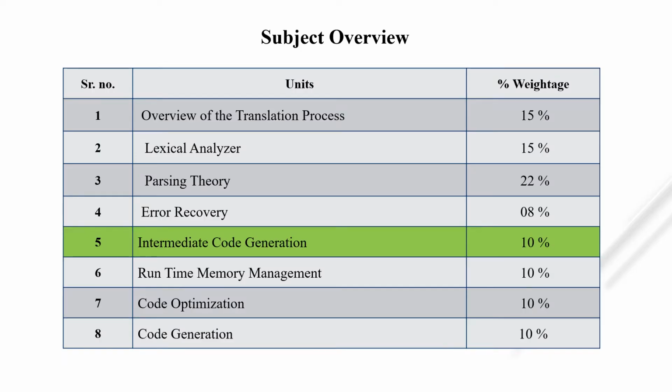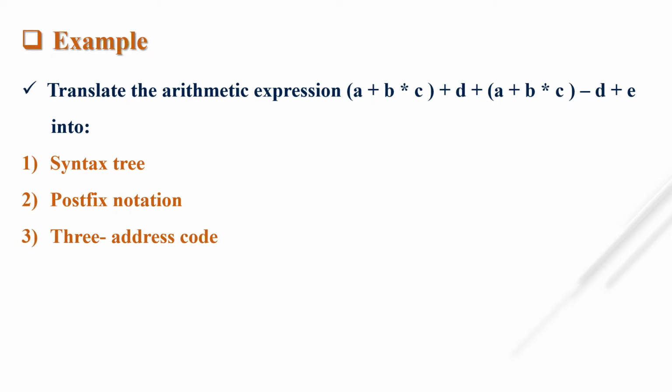So we are proceeding with unit number 5, that is intermediate code generation. So in this video we are going to solve an example of unit number 5, that is translate the arithmetic expression a plus b into c plus d plus a plus b into c minus d plus e into syntax tree, postfix notation and 3 address code.